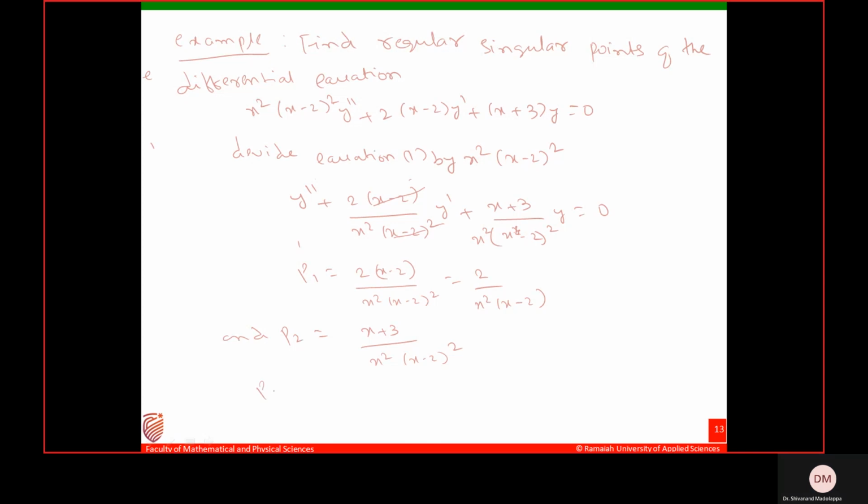P1 and P2 are not analytic. Not analytic means P1 is equal to infinity and P2 is equal to infinity at x is equal to 0. If I put the value of x is equal to 0 here, P1 comes infinity, and now in P2, if I put the value of x is equal to 0, P2 also comes infinity.